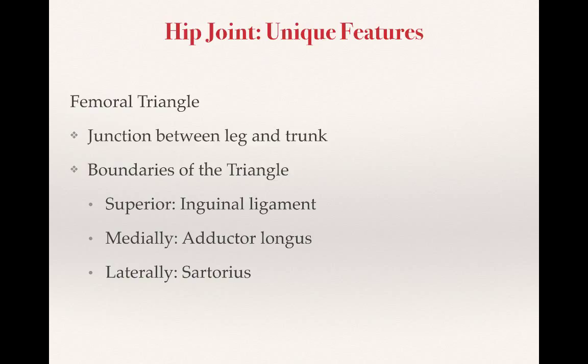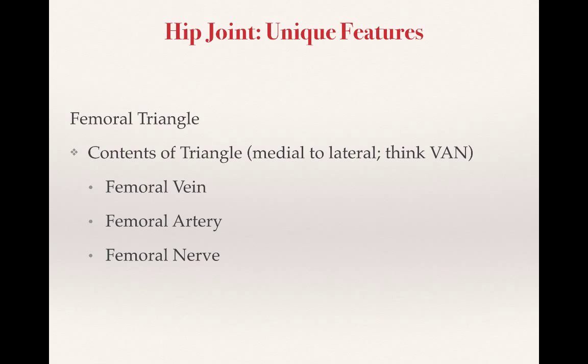And the reason that we talk about this is because of what is found in the triangle. We have the femoral vein, the femoral artery, and the femoral nerve. It's always described medial to lateral to help you remember what order they run in. So if you think vein, artery, nerve: medial is vein, in the middle is the artery, and the most lateral is the nerve. And that's the way they're positioned in this triangle.